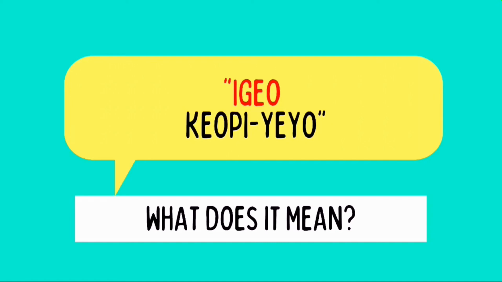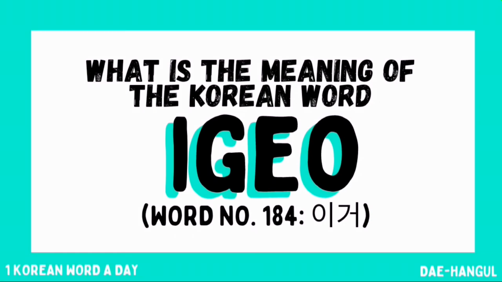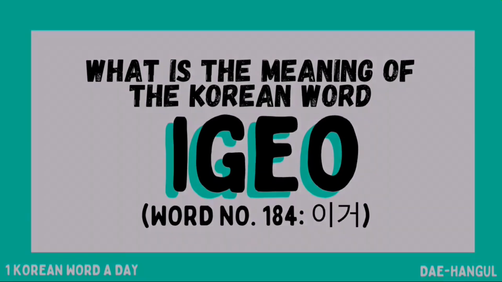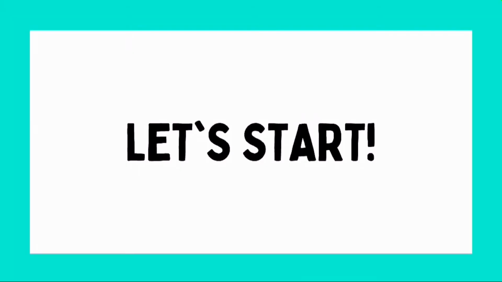이거 kopie요. What does this sentence mean? If you would notice, the word in red letter is 이거. Because today, on One Korean Word a Day here at Dae-Hangul, we are going to study about the word 이거. Let's start.